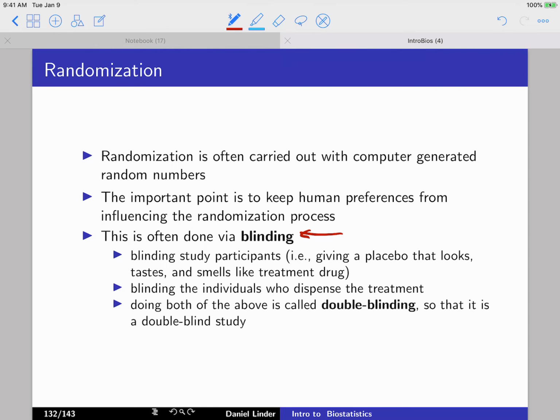So blinding study participants would be, for instance, given a placebo that looks and tastes and smells exactly like the treatment does, and another level of blinding. So this first bullet would describe one level of blinding where the study participants are blinded, so they don't know whether or not they got the placebo or the treatment. Another level of blinding would be where the individuals who are dispensing the treatment don't know whether they're dispensing a placebo pill or a treatment pill. And if you do both of these, this is the so-called double blinding, so that you have a double blind study.